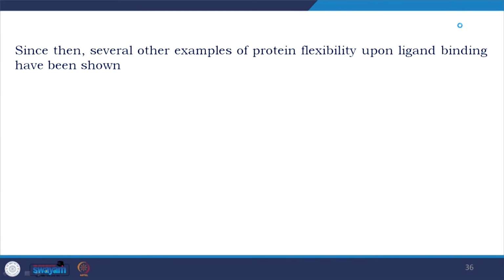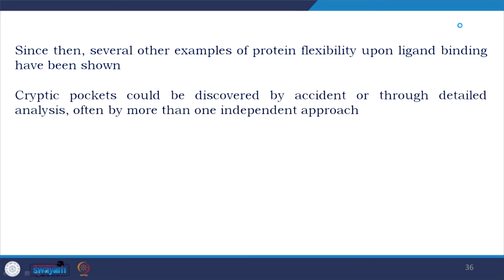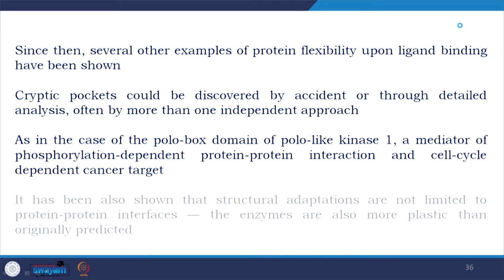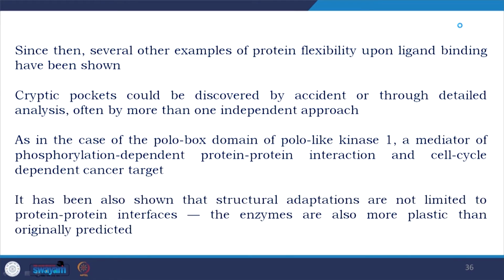Since then, several other examples of protein flexibility upon ligand binding have been shown. Cryptic pockets could be discovered by accident or through detailed analysis, often by more than one independent approach, as in the case of the polo box domain of polo-like kinase 1, a mediator of phosphorylation dependent protein protein interaction and a cell cycle dependent cancer target. It has also been shown that structural adaptations are not limited to protein protein interfaces. Enzymes are also more plastic than originally predicted.